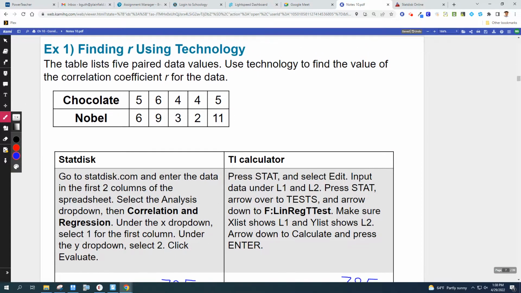I didn't really tell you what this problem was about. You've got data marked chocolate and Nobel. What we're trying to do in this example is see if the variable chocolate consumption correlates at all to Nobel Prize winners. Use your intuition and think about whether those two things should be related. The amount of chocolate you consume is related to whether or not you win a Nobel Prize, or how many people would win a Nobel Prize. Sure doesn't seem like those two things should be related.